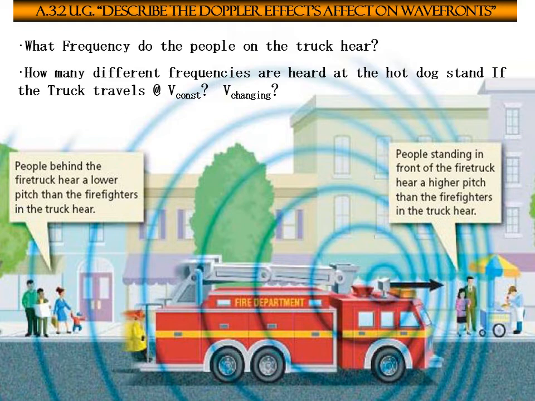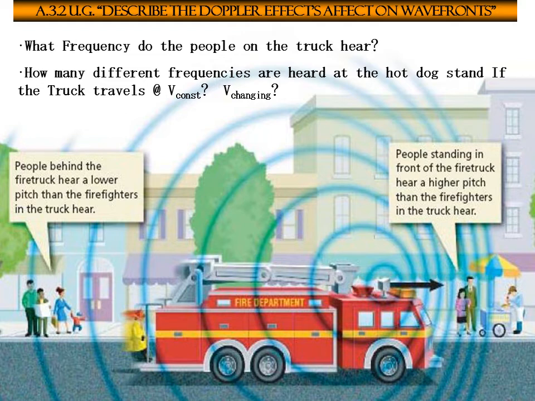The people behind the truck, which is the fellow reading the newspaper and the other three people, those wave fronts are more stretched out. That means they're going to get fewer waves passing them in a second. That means the frequency they're going to hear is going to be a lower frequency. Consequently, a lower pitch. Pitch and frequency are tied together for sound, at least sounds that we can hear.